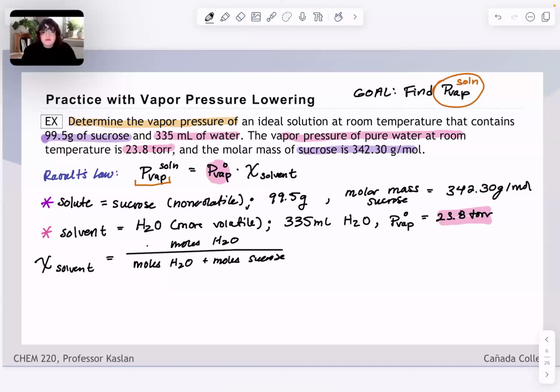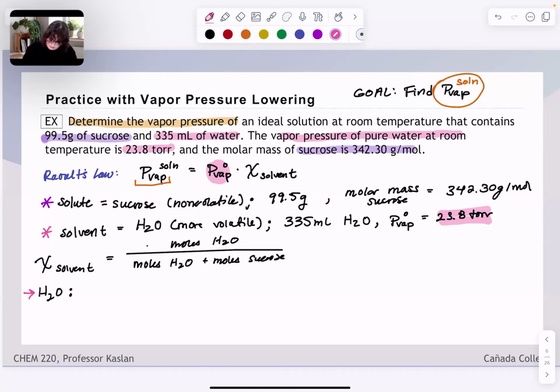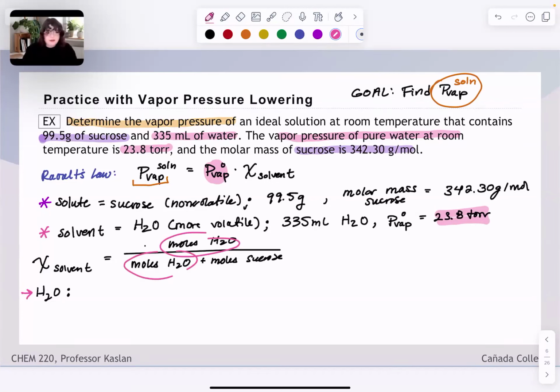So we need to figure out mole quantity of water and mole quantity of sucrose. So maybe let's start with our water, because we need it in two places in this calculation. So what were we given about water? We were given its vapor pressure at room temperature, which we already used here. And we were given its volume. And I'm trying to get to moles.